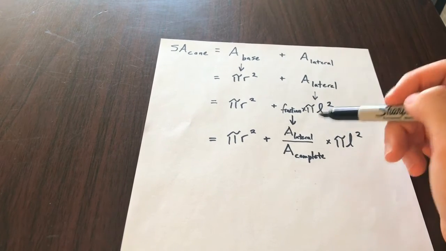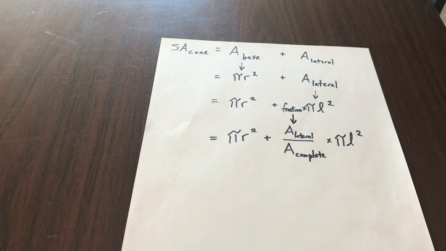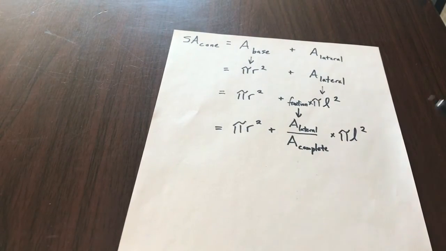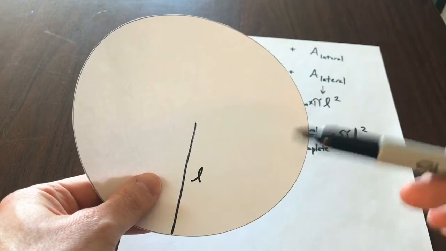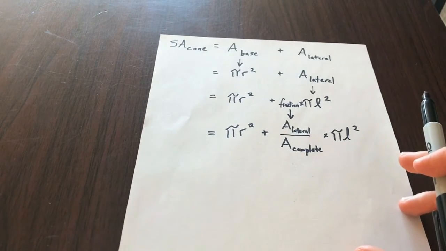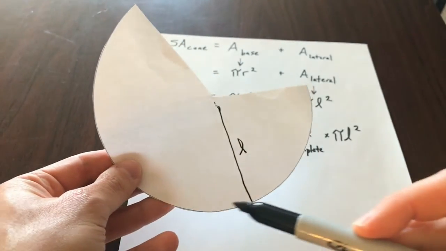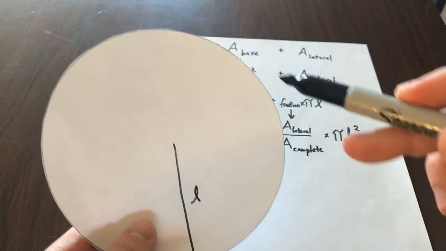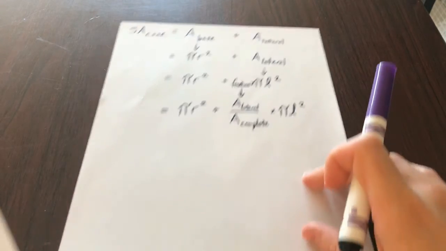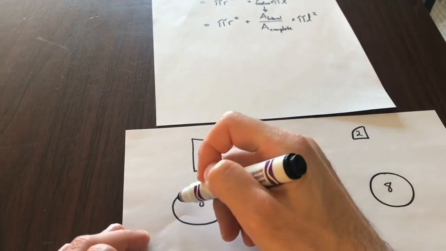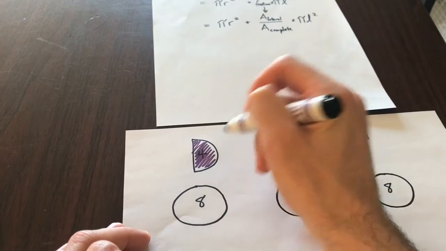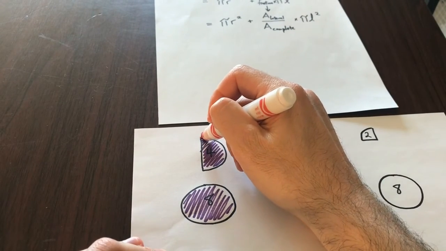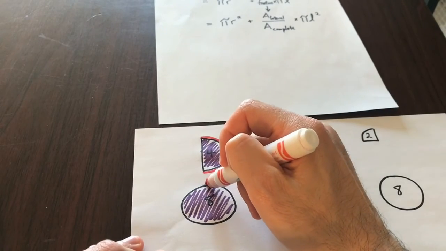So here's how we're going to fix this problem. We're going to write this whole fraction in a different way by noticing that the ratio of this area to this area is the same as the ratio of this perimeter to this perimeter. For example, here we see that this area is half of this area, and this perimeter is also half of this perimeter.